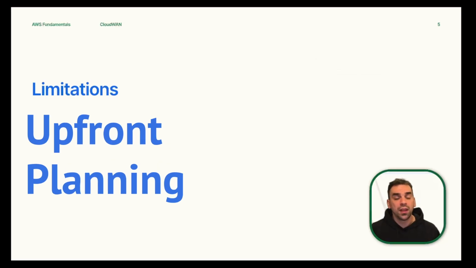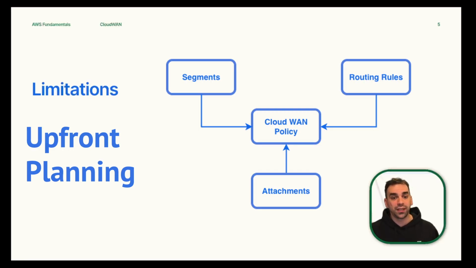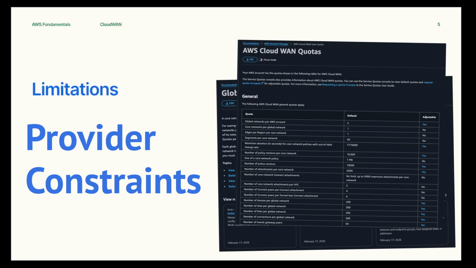Second, Cloud WAN pushes you towards a policy model, which is great if designed well, but it also means you need to think carefully about segments, attachments, and how traffic should flow. By default, segments are separate routing domains, so the design work matters up front. And third, Cloud WAN does have some service limits and integration constraints. That doesn't make it a bad option, it just means you want to understand the boundaries of these services before making it a foundation of your network.